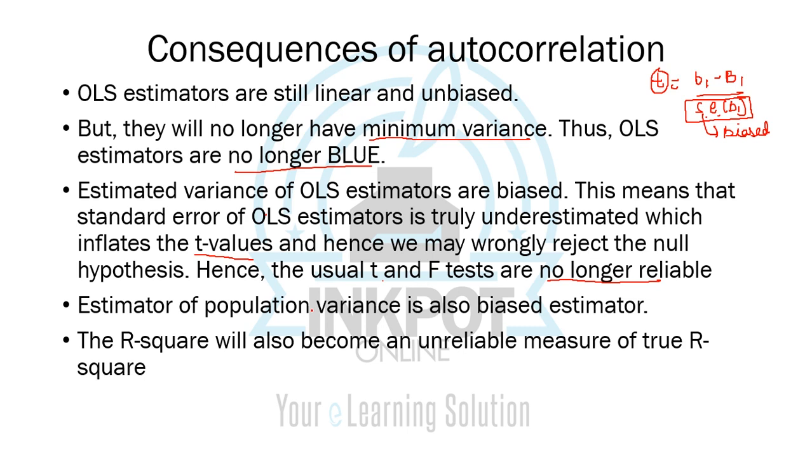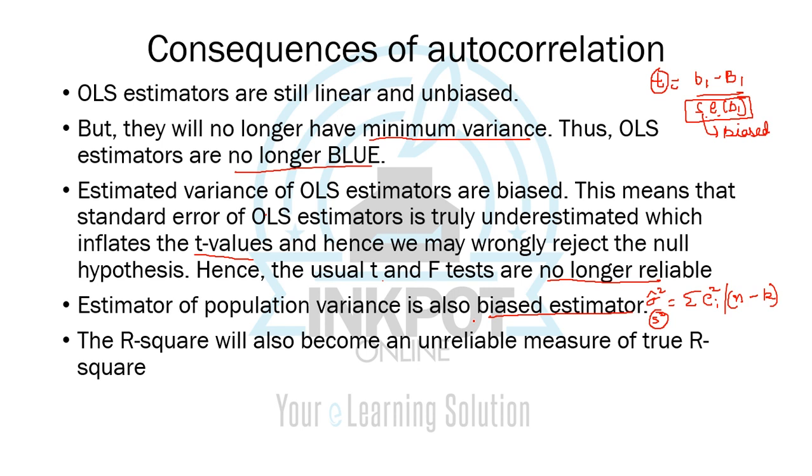What about the estimator of population variance? Well, it turns out even that is also a biased estimator. And naturally, if the estimator of population variance becomes biased, that is your sigma e_i square over n minus k, where k is the number of parameters to be estimated. This is the estimator of population variance, also known as sigma hat square, or even s square. Gujarati calls it sigma hat square. I think Dougherty calls it small s square.